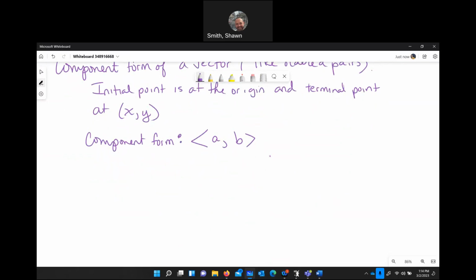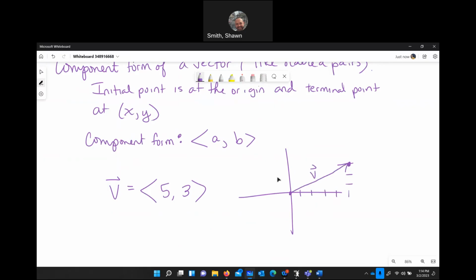All right, so if I would say vector v is for example 5, 3, this means I can put this like this, 5 units over to the right, 3 units up, and then draw from the initial point to the terminal point. That is vector v. And we call this vector v a position vector.